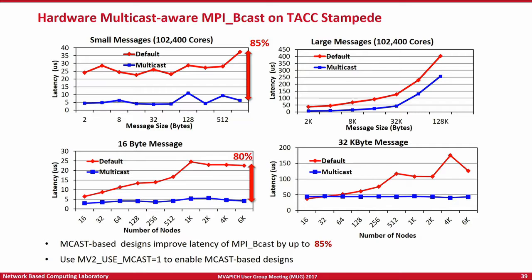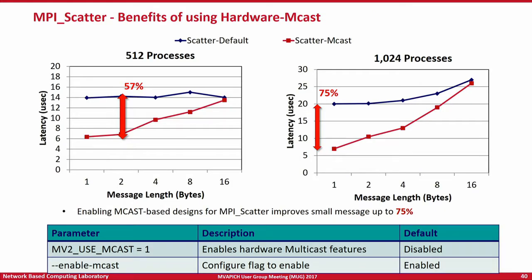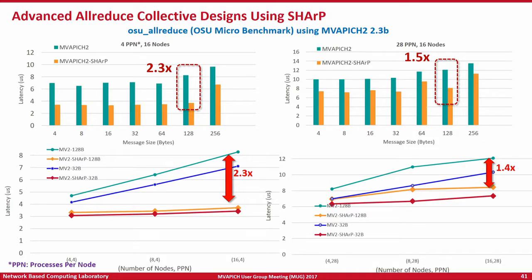Here we show the benefits that you can have by enabling the SHARP-based support for small message collective operations for 16 nodes with 4 processes per node, and for 16 nodes with 28 processes per node. This was taken on Broadwell systems with InfiniBand EDR interconnects. You see significant improvements in performance for different configurations and message sizes on the latest kind of systems. The benefits are not limited to micro benchmarks. You also get performance benefits at the application level.